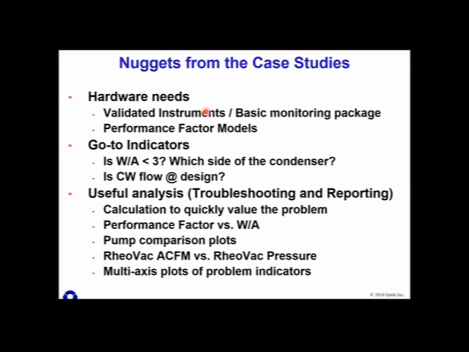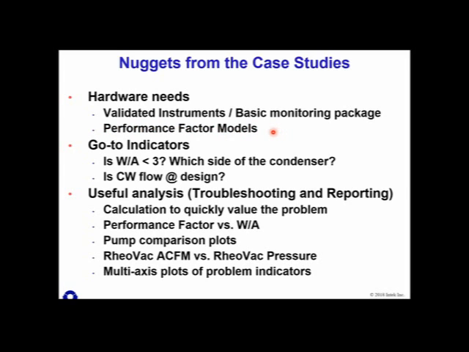We did some data validation yesterday. We did some data validation more today. You can do that. You can have a basic test grade monitoring package. And then with that information, you need performance models. So you need to be able to calculate a performance factor or a target pressure. And at least one of our attendees is working on developing those models.